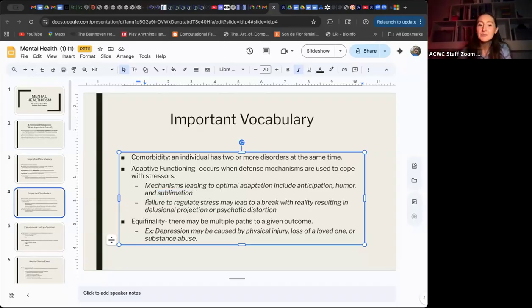So now the next bullet point. Thank you, Jessica, that was perfectly explained. The next one here: failure to regulate stress may lead to a break with reality. This is an important note because sometimes if we think of psychotic symptoms, we might instantly go to schizophrenia, or if somebody's having psychotic symptoms in a manic state with bipolar 1. This is making a note that somebody can be having psychotic distortions or delusional projections, even. See here, there's no mention of schizophrenia, there's no mention of mania going on. Just a failure to regulate the stress.